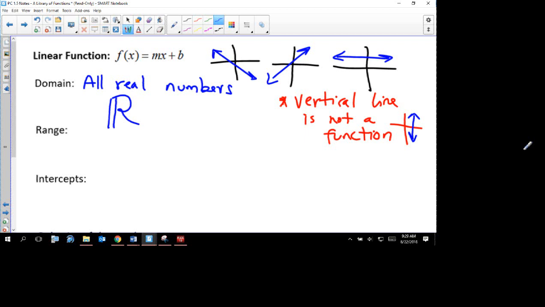Okay, range, down to up, all real numbers. And what about intercepts? How many intercepts are there typically? It's usually 2. There could be 1, if it went through 0, 0, it would be the same for x and y. I'm just going to put the x-intercept would be x, 0, and the y-intercept would be 0, y. We don't really have an equation here with numbers to know.